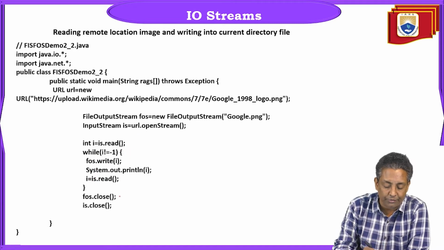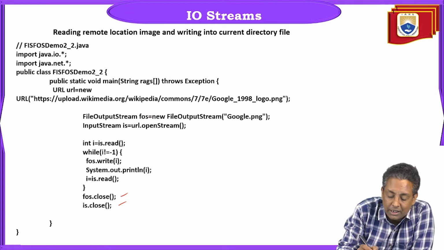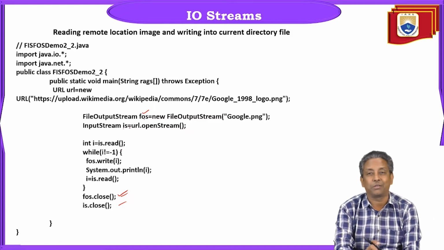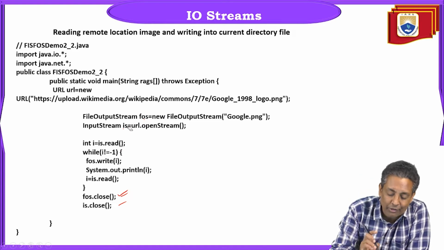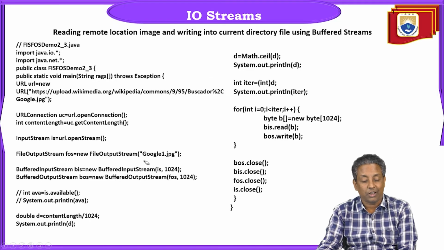Finally we are closing with fileOutputStream.close and fileInputStream.close. While closing the streams, the most recently opened stream must be closed first, and the earliest opened stream must be closed last. Anyway, no problem. We should close the output stream first and then the input stream, because the output stream depends on the input stream. So close the child first and then the parent. That order is okay.